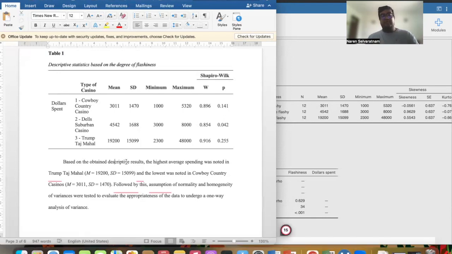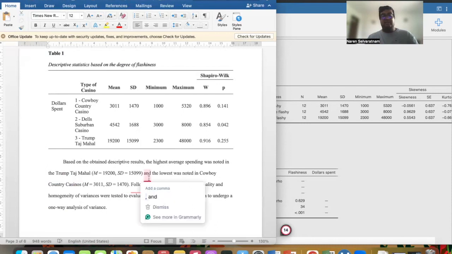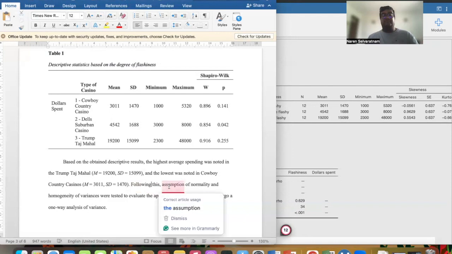Based on the obtained descriptive results, the highest average spending was noted in the Trump Taj Mahal. See, you can correct your grammar as well. Here I have given the mean and the standard deviation and a comma, and the lowest was noted in cowboy country casinos. Following this, the assumptions of normality and homogeneity of variances were tested to evaluate the appropriateness of the data to undergo a one-way analysis of variance.